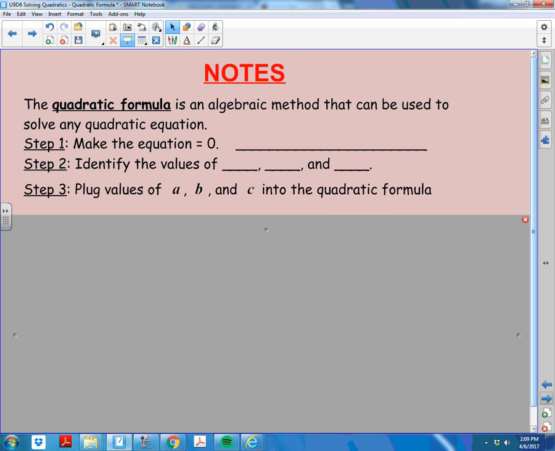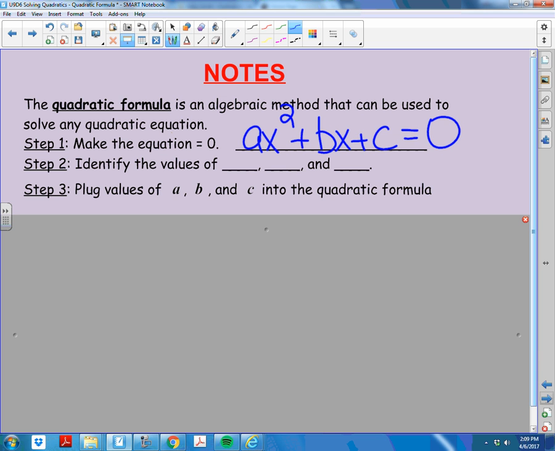And here are the steps. The very first thing you're going to do is set your quadratic equal to 0 and make sure it's in standard form. Meaning, I want to see it as ax squared plus bx plus c equals 0. Always get it in standard form and set it equal to 0 first. And then, you are going to identify the values of a, b, and c, making sure you pay attention to the values. Are they positive or are they negative?